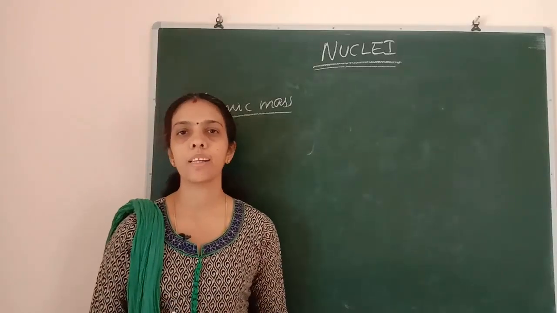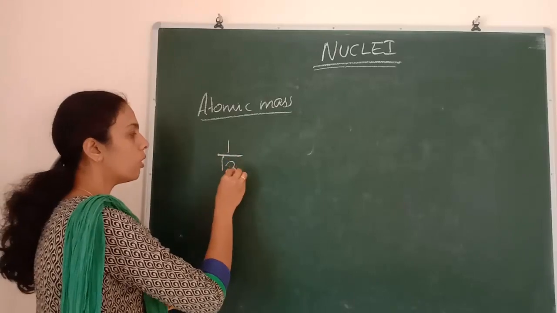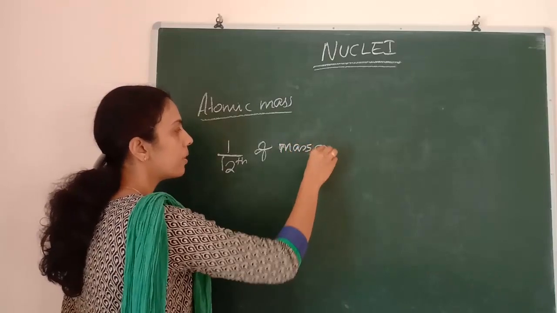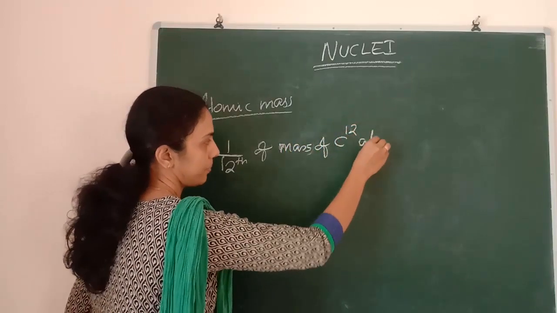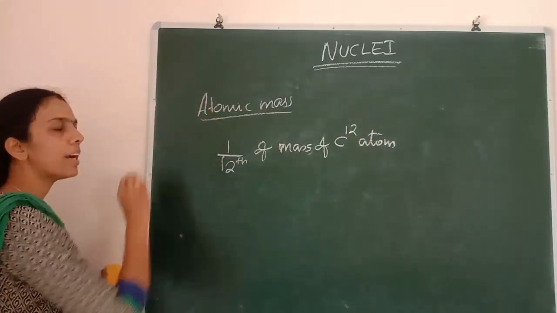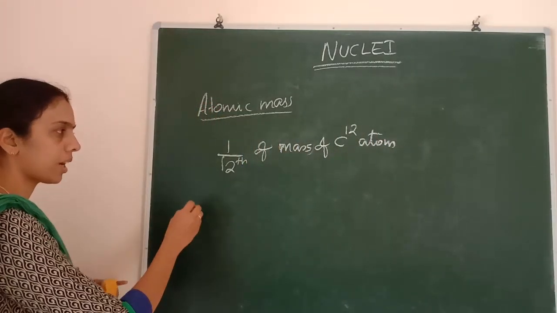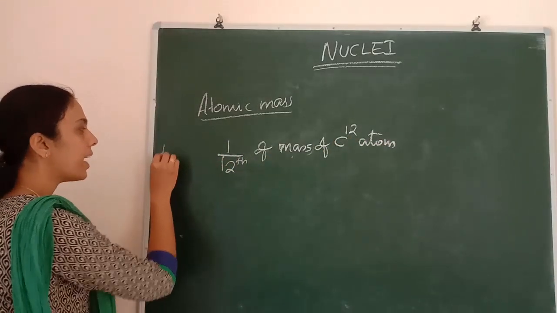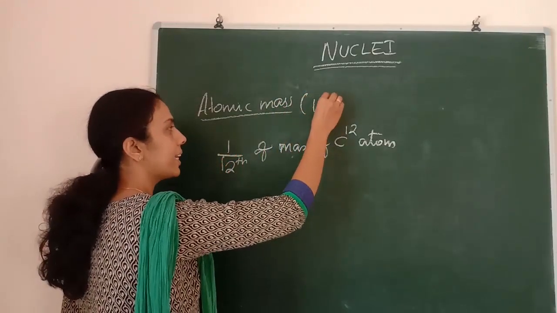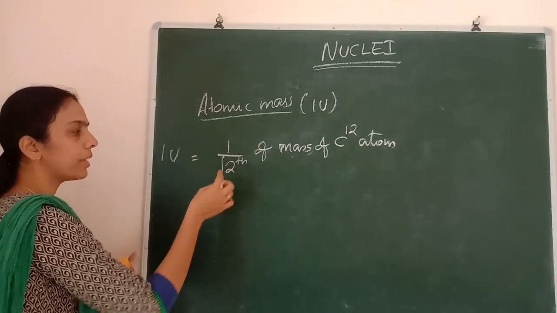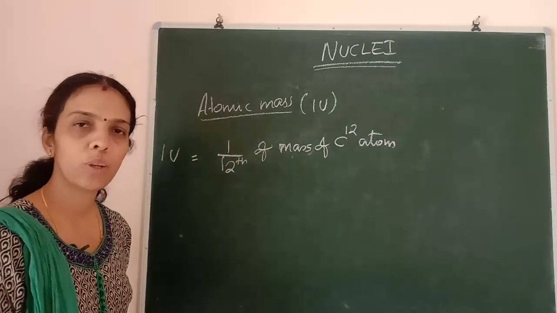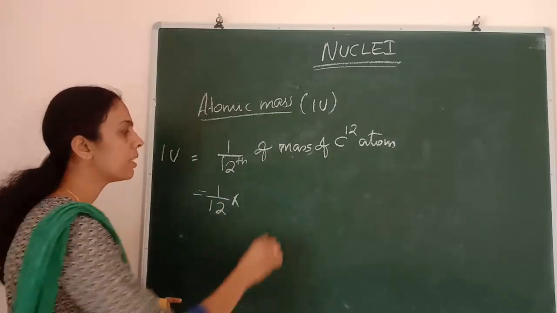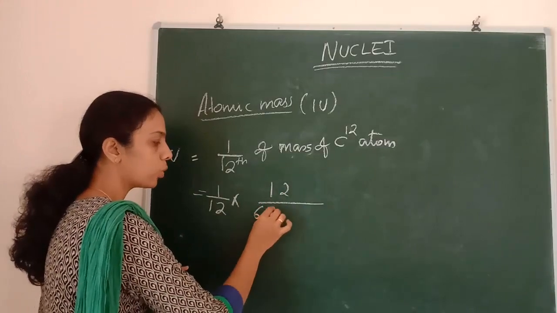Mass of one atomic mass is 1/12 of the mass of a carbon 12 atom. So one atomic mass, I'll be representing it as 1U. 1U equals 1/12 of the mass of a carbon 12 atom. So 1/12 into, what is the mass of a carbon 12 atom? Yes, 12 divided by Avogadro number.